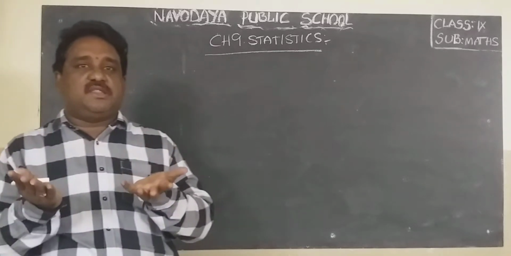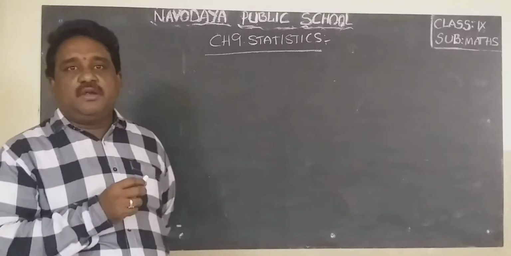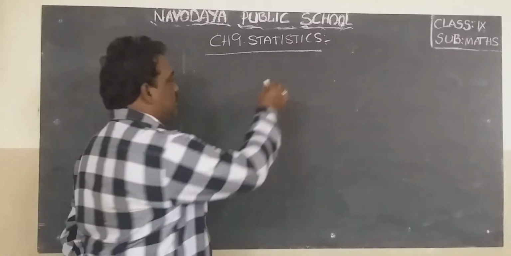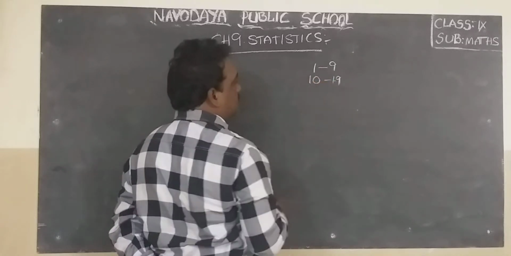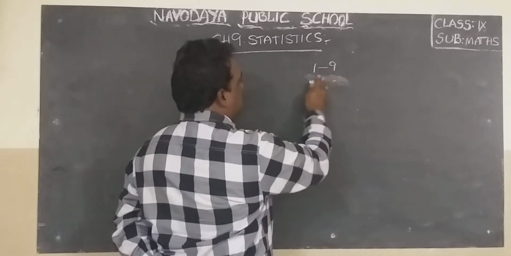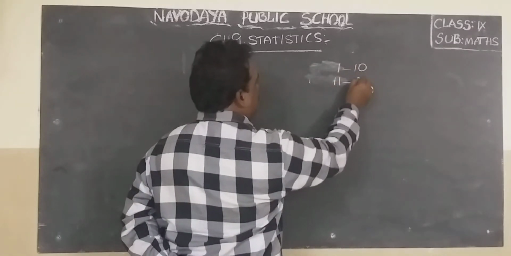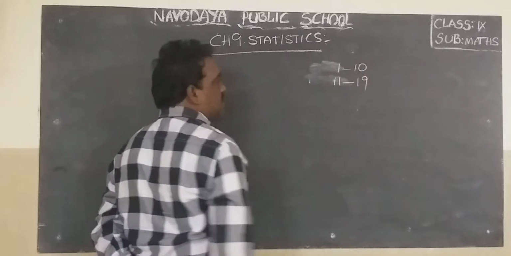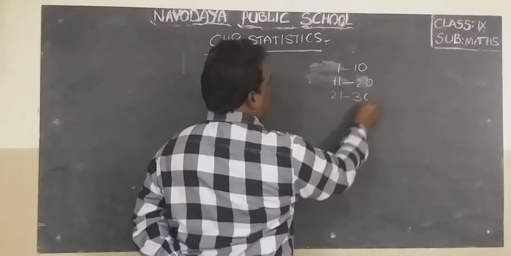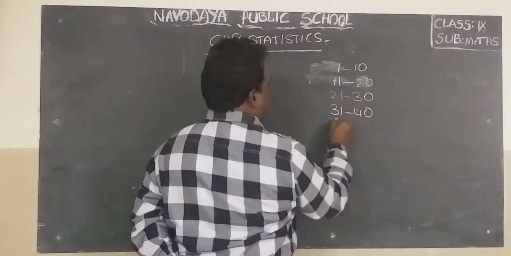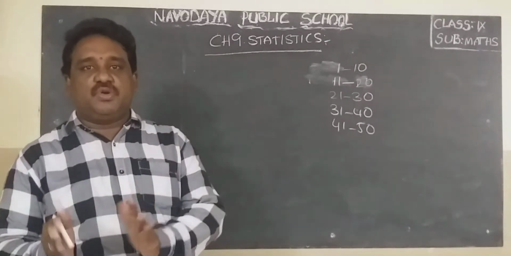What are inclusive classes? 1 to 9, 10 to 19, like that. 1 to 10, 11 to 20, 21 to 30, 31 to 40, 41 to 50. Such types of classes are known as inclusive classes.